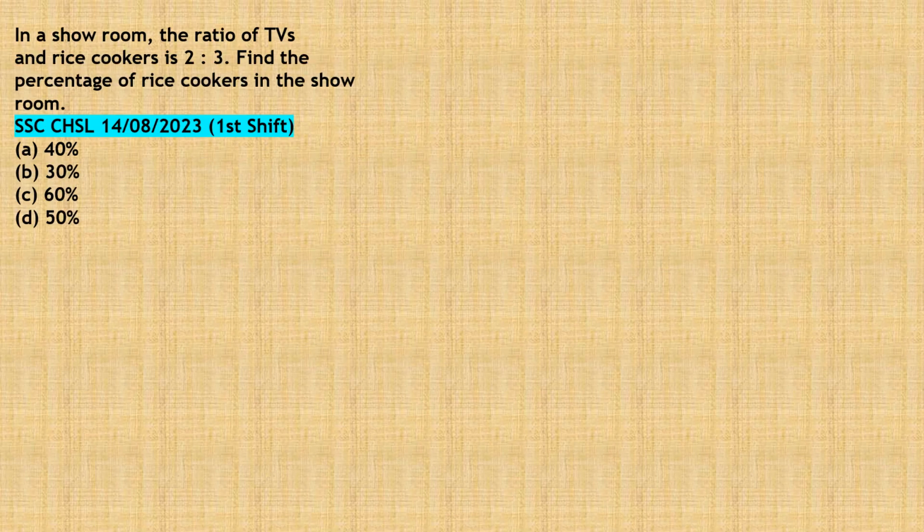In a showroom, the ratio of TVs and the rice cookers is 2:3. Find the percentage of rice cookers in the showroom. Total appliances are 5. Rice cookers are 3. The percentage is 3 by 5 into 100, which itself denotes 60%, or you can calculate it as 3 by 5 equals 60%.